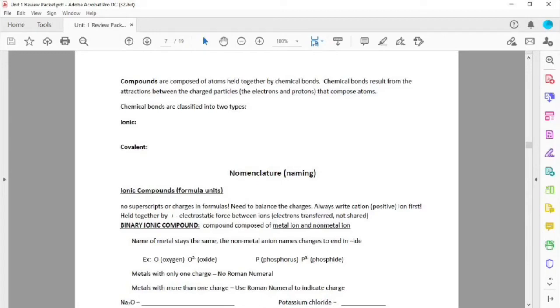So first, compounds are different elements, different atoms held together by chemical bonds. And there are two main types of chemical bonds, ionic and covalent, that we're going to be talking about here. The differences in these are based on the electronegativity difference between the atoms involved in that bond. So our ionic compounds tend to have large electronegativity differences, and the covalent compounds have small electronegativity differences.